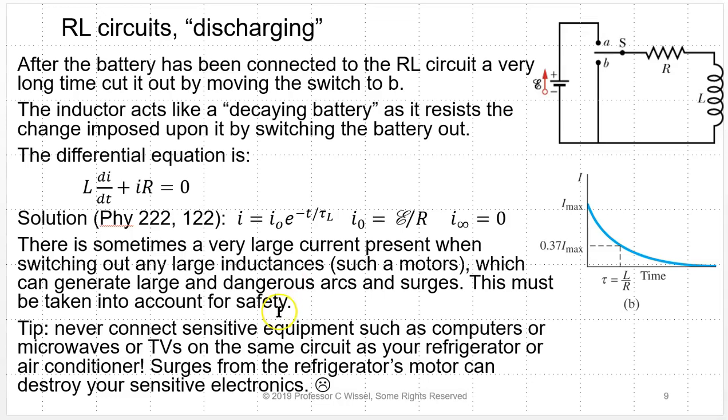So here's a tip for you. Never connect sensitive equipment such as computers, microwaves, or TVs, or your cell phone with its charger on the same circuit as your refrigerator, air conditioner, or anything with a pump. Surges from these motors can destroy your sensitive electronics. Now, your surge protectors will protect you to a certain extent, but they aren't perfect, and eventually they wear out. And the cheaper ones don't even tell you that they're no longer protecting your equipment. So I would strongly suggest that, if at all possible, avoid plugging anything sensitive into the same circuit as your refrigerator or anything that has a motor in it. So that's a good tip there.